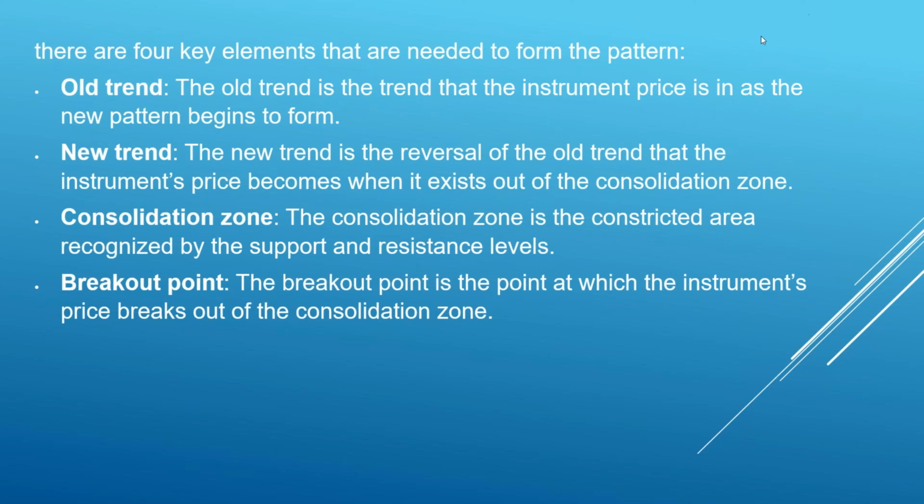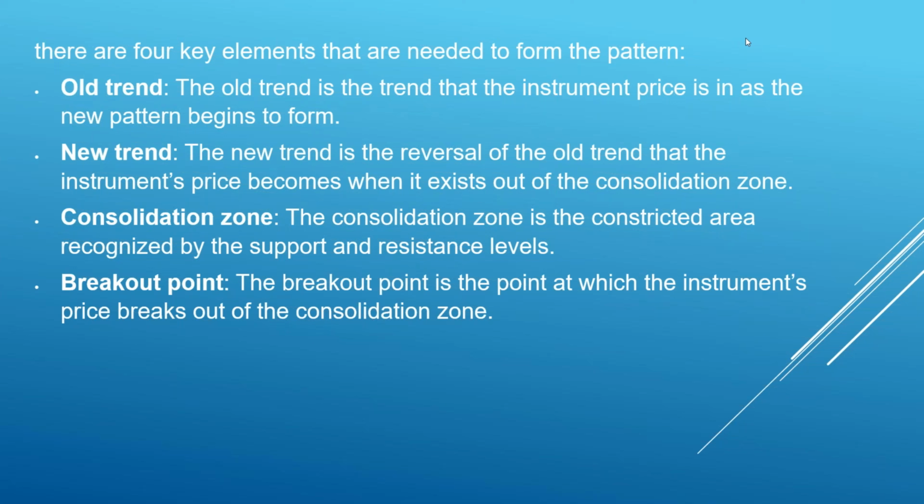So we need 4 elements to shape the pattern. First, we need the old trend, the trend that has already been established for some time, and from that a new trend will begin. And this is the second element we need. We need the new trend, which is a reversal of the old trend, and the price becomes this when it exits out of a consolidation zone.